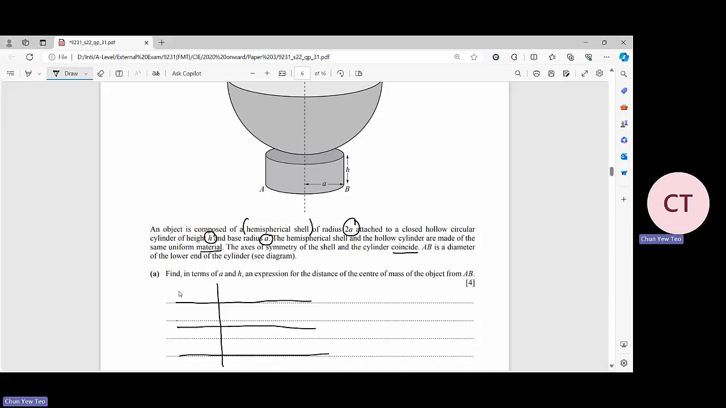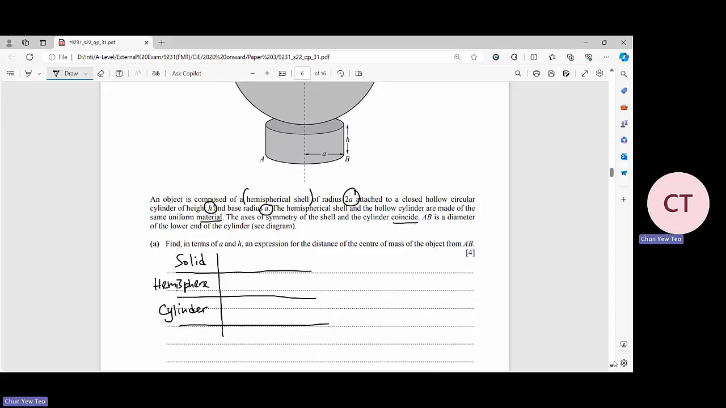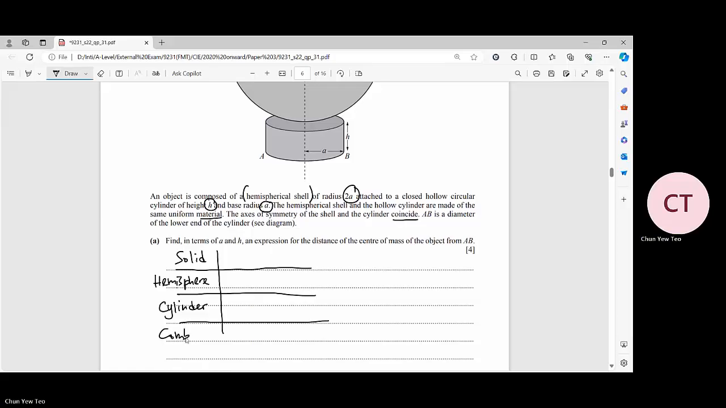So we have the solid. Okay, so we have the hemisphere. It's actually a shell. And then we have a cylinder. And then after that, we have a combined object. Since they are built with the same material, we can consider the volume. But actually, they are all hollow. This hemispherical shell and also the hollow circular cylinder, we can only consider the surface area.